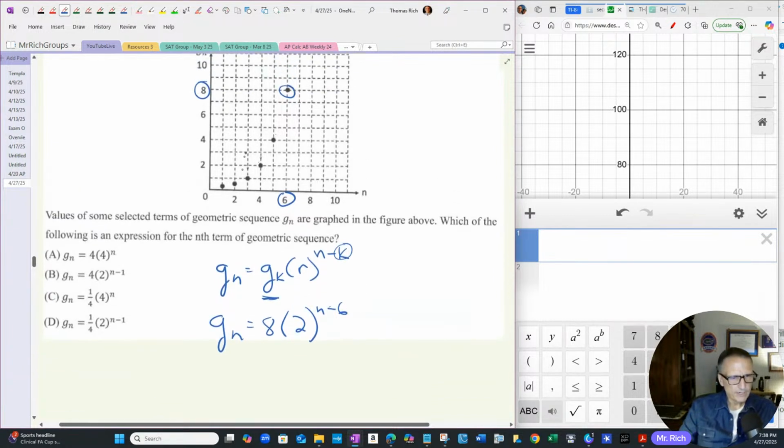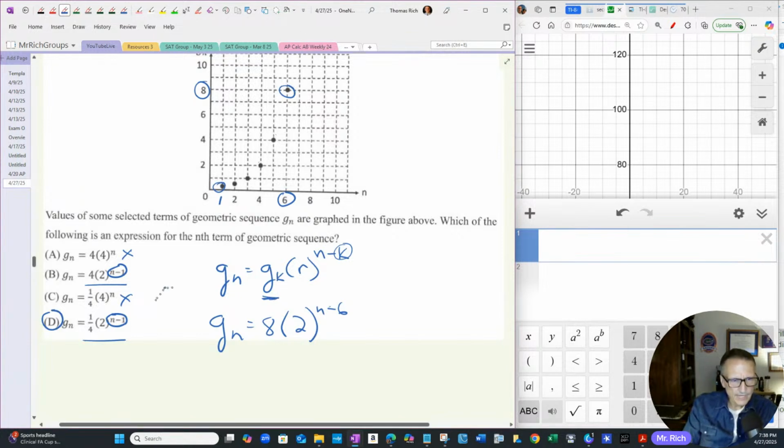Now, since I know the common ratio is 2, I'm getting rid of A and C. So then I'm looking at, gee, which one of these really is it? I'm going to look here at the first term because it's n minus 1. So what is that first term? Is it a 4 or is it a 1/4? Right, that's my first term. It's a 1/4. So this has to be an answer of D.